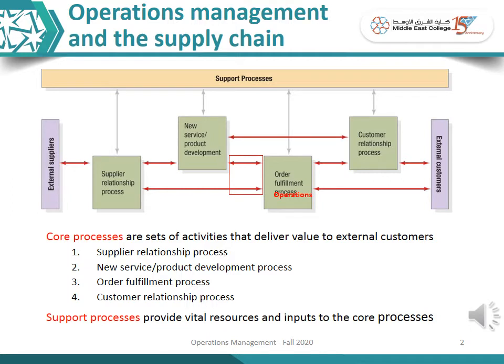Also, the order fulfillment process. Order fulfillment is simply everything that happens from receiving, processing, and delivering orders to customers. So from the moment the customer orders till he or she receives the product. So how this happens.